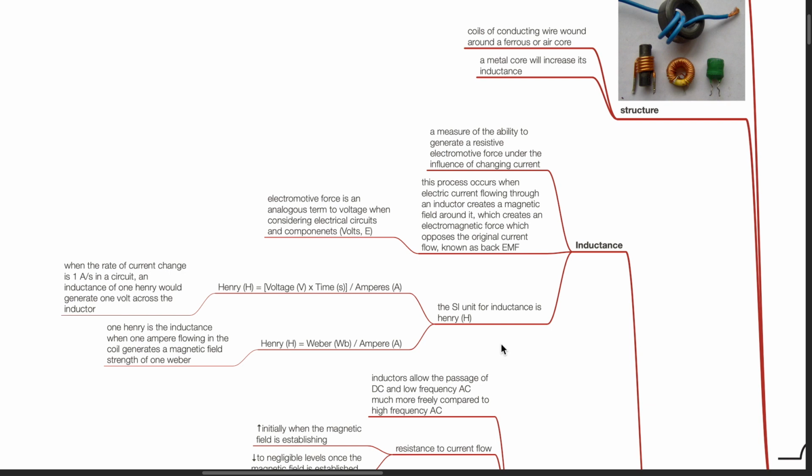The SI unit for inductance is Henry. Henry equals voltage times time divided by ampere. When the rate of current change is 1 ampere per second in a circuit, an inductance of 1 Henry would generate 1 volt across the inductor. Inductance can also be defined as Henry equals Weber divided by ampere. 1 Henry is the inductance when 1 ampere flowing in the coil generates a magnetic field strength of 1 Weber.